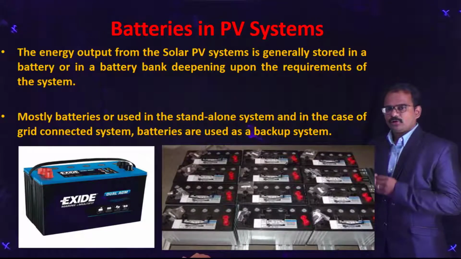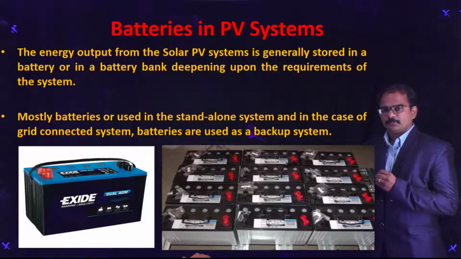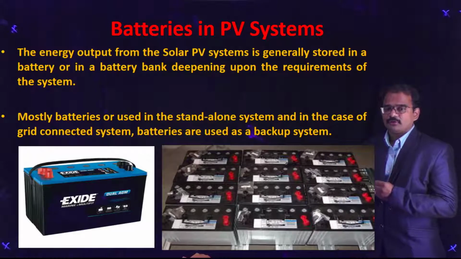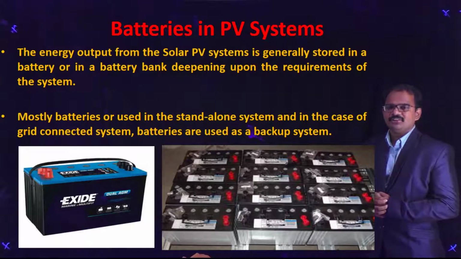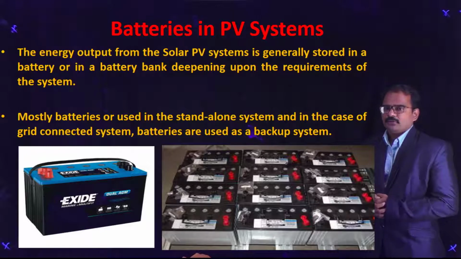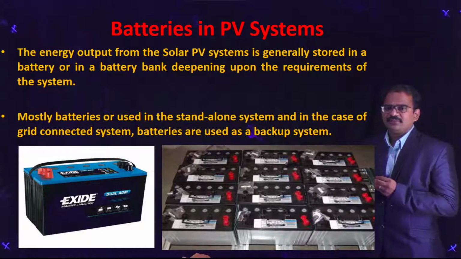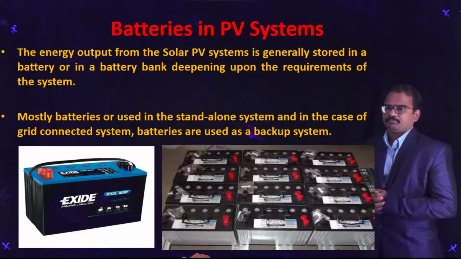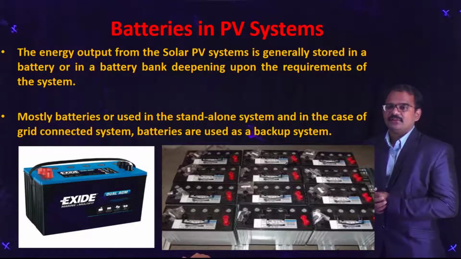We have already gone through the performance curves of batteries and the different types of batteries in the earlier lecture. And now let's see the batteries in PV systems, how they will be useful, where they will be useful and where they have to be placed. The energy output from solar PV systems in general is stored in a battery or in a battery bank, depending upon the arrangement of the system.